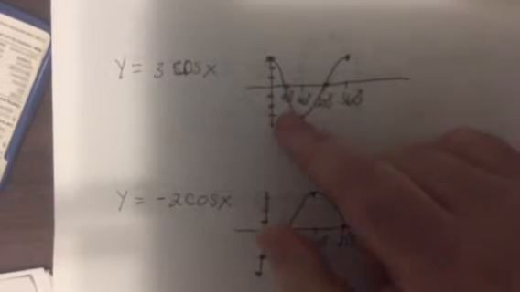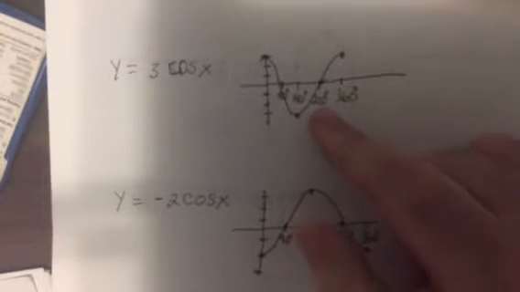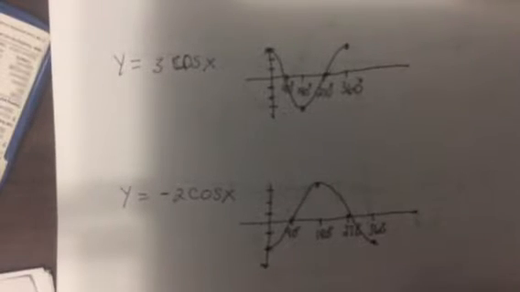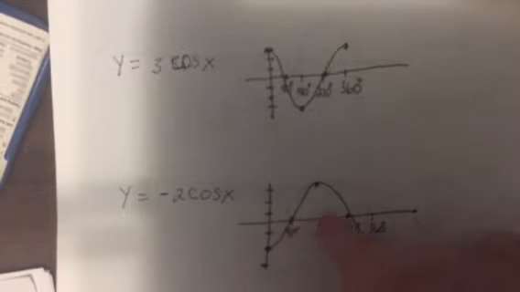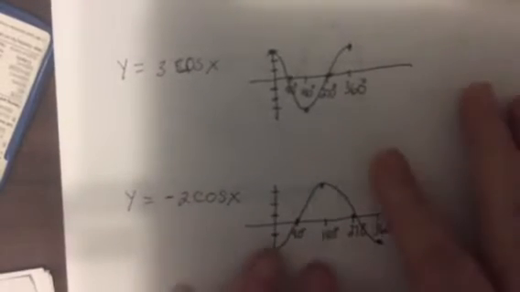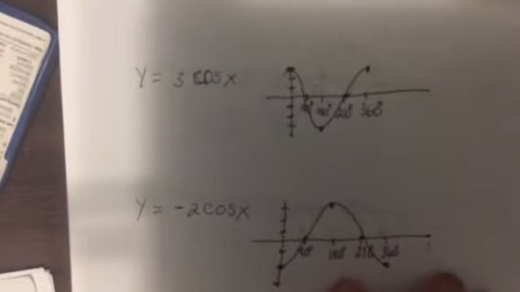So this is y equals 3 cosine x. You got to have this labeled right. This is 90, 180, 270, 360. And then absolute value negative 2 is 2. And then it's negative, so you flip it about the x-axis. So here's the amplitude change.